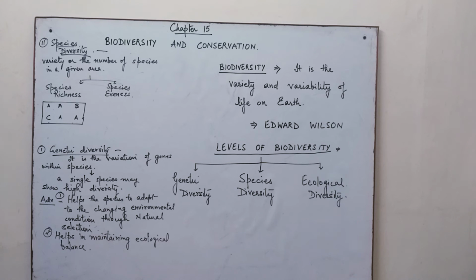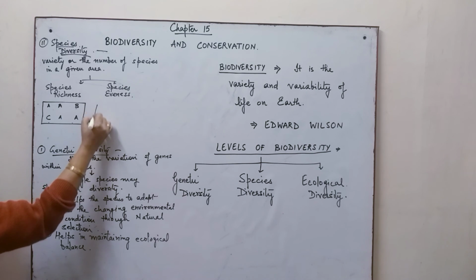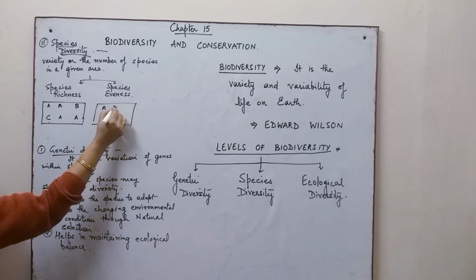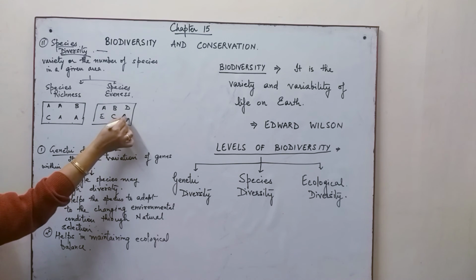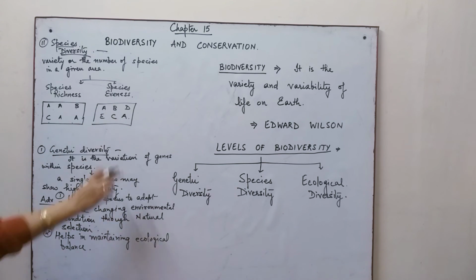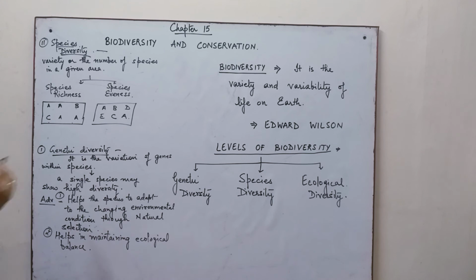We find different types of areas over here. And if we take the third sample, suppose A, B, E, C, D, and A again, we find more variation over here. So this is species richness. And in the first case, among the species, we find that the B group has more variation.